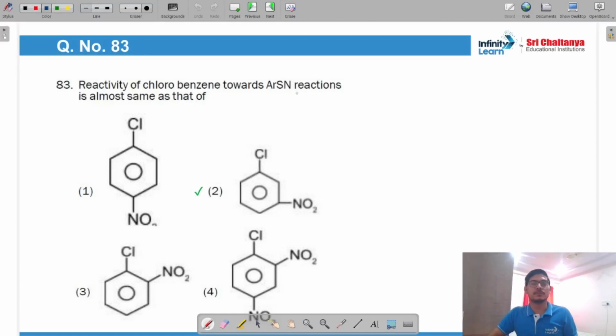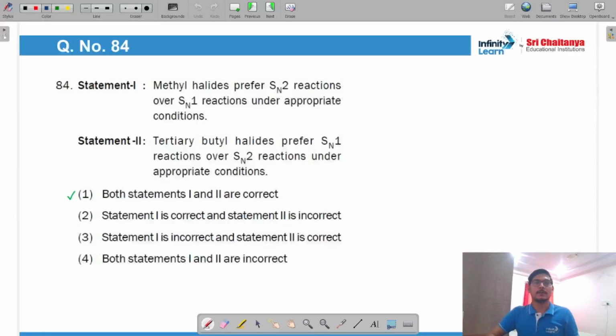The reactivity of chlorobenzene towards nucleophilic aromatic substitution reactions is almost the same as that of this, because the presence of electron withdrawing groups at ortho and para positions increases the reactivity. If the electron withdrawing group is present at the meta position, it does not affect the reactivity very much. Methyl halides react by SN2, yes, because they are sterically unhindered. Tertiary butyl halides prefer SN1, yes, because they give a stable carbocation. So both statements are correct.